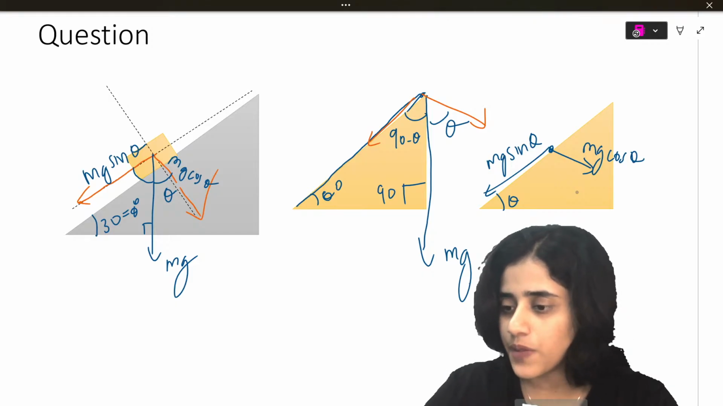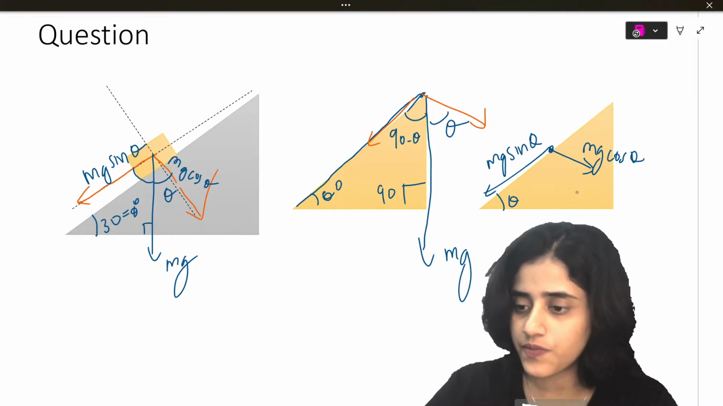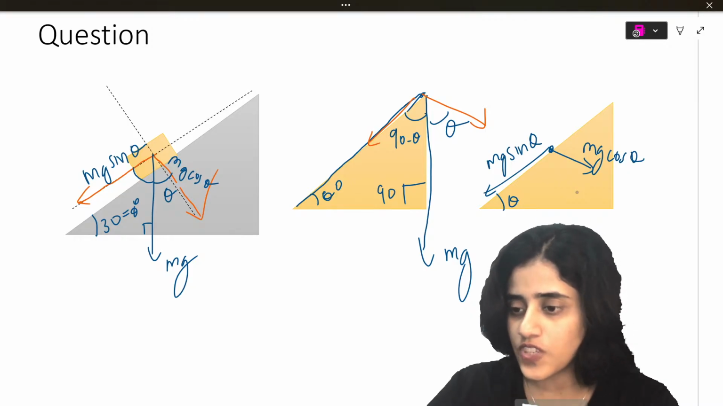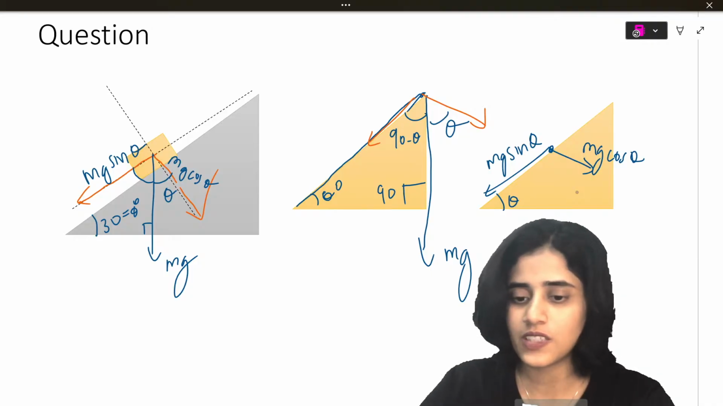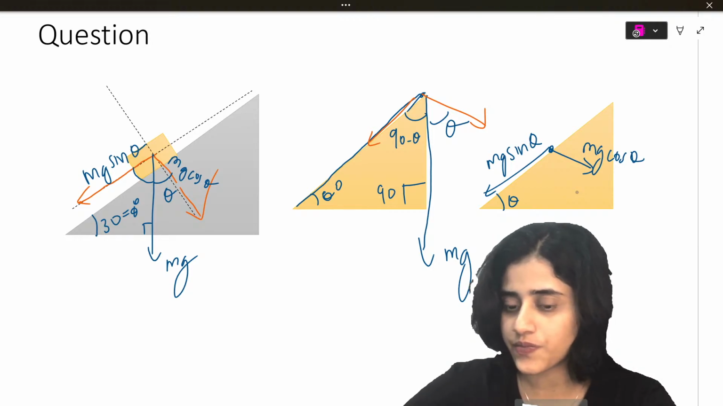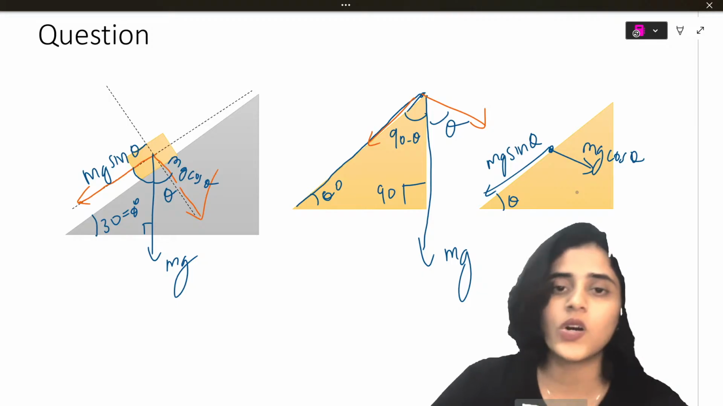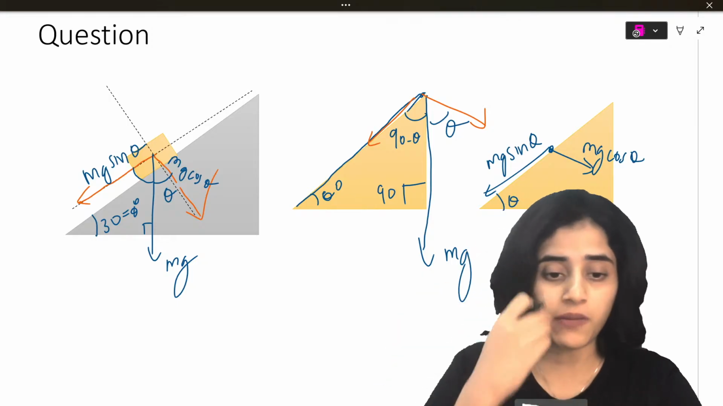Give an example of a scalar multiplied by a vector. Viresha has asked a doubt. Give an example of a scalar multiplied by a vector.